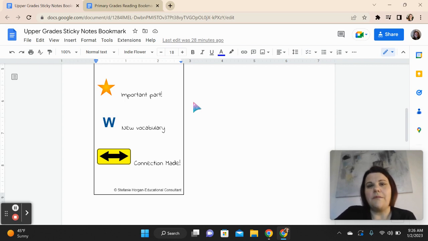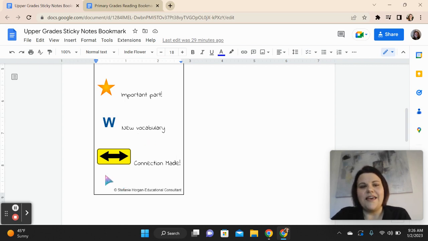Usually, when we would talk about those star parts, that's where the essays on some of my projects came from. I would ask them to further explain those what we called star parts, and they liked that they could go back in their novel and look and be able to talk through an essay about those really important parts. If they encountered new vocabulary, they would put a W.